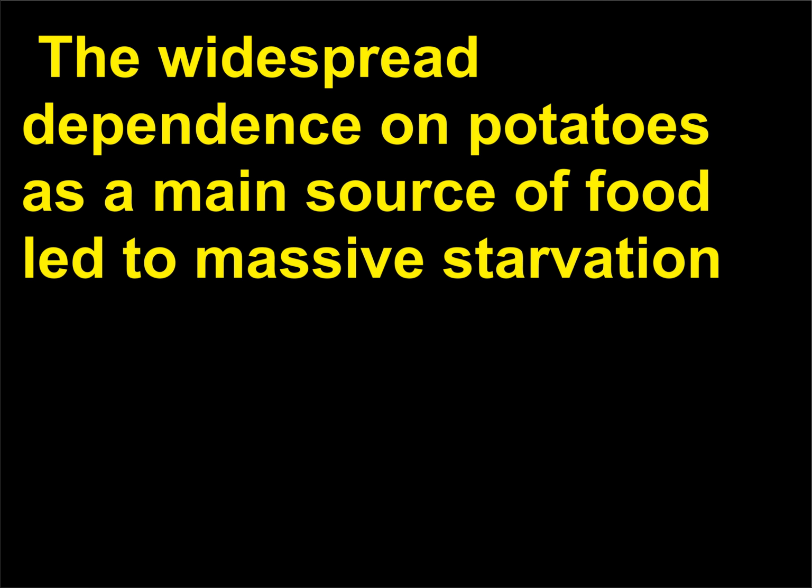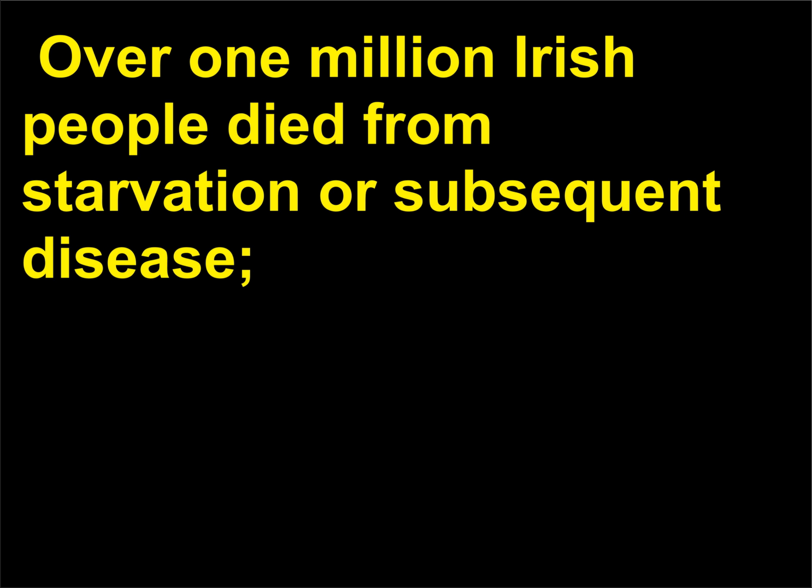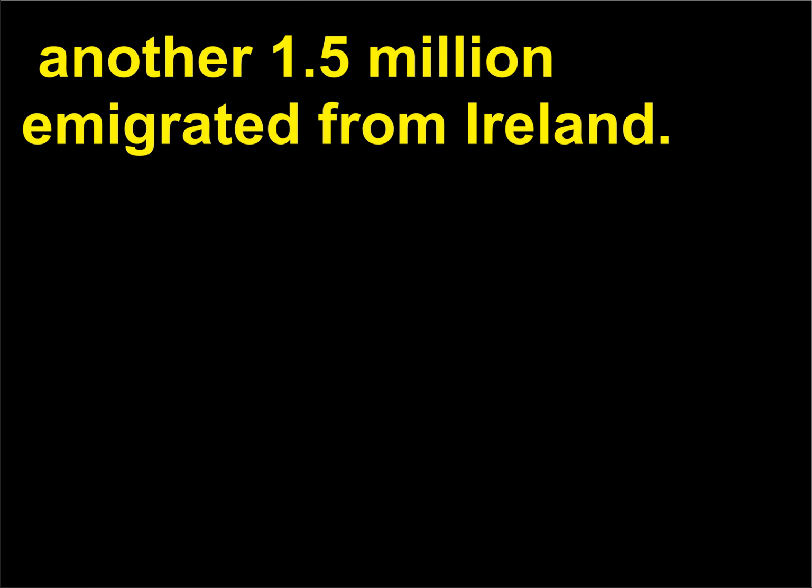The widespread dependence on potatoes as a main source of food led to massive starvation. When the plant pathogen Phytophthora infestans destroyed potato fields in the 1840s, over 1 million Irish people died from starvation or subsequent disease. Another 1.5 million emigrated from Ireland.